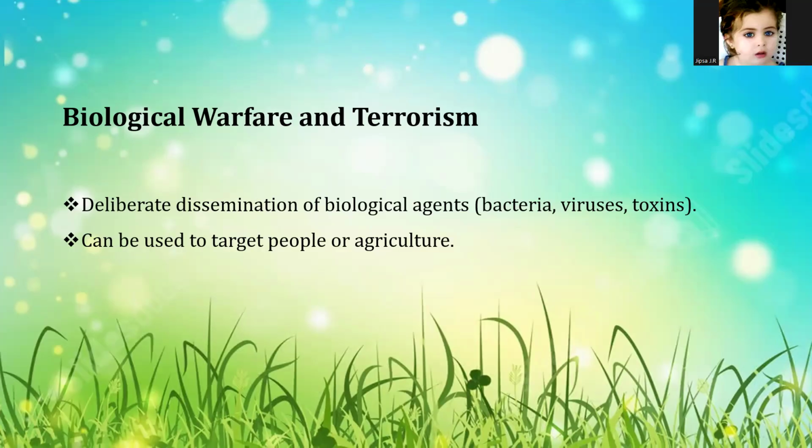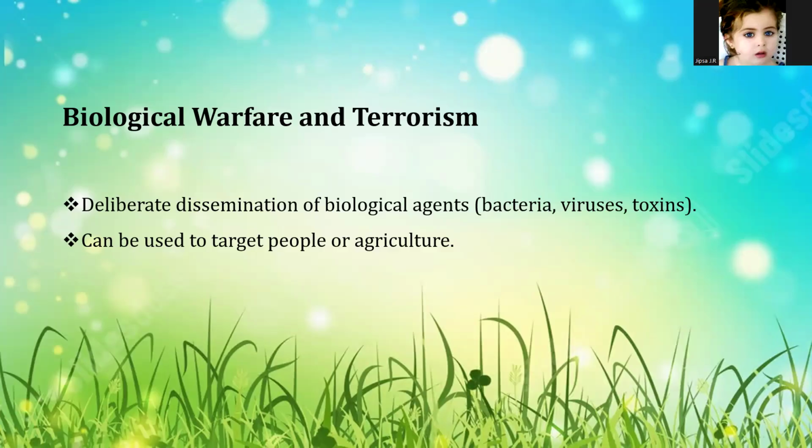This point categorizes these agents into three main types: bacteria, viruses and toxins. Bacteria means single-celled organisms, for example Bacillus anthracis, which causes anthrax. Viruses mean pathogens that require a living host to replicate, for example smallpox or Ebola. Toxins means poisonous substances produced by living organisms, for example botulinum toxin or ricin.